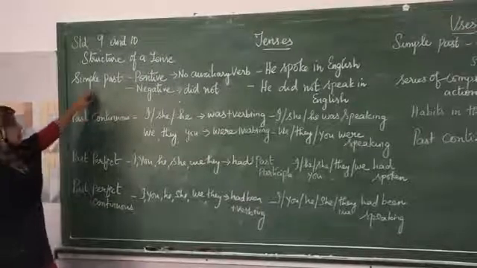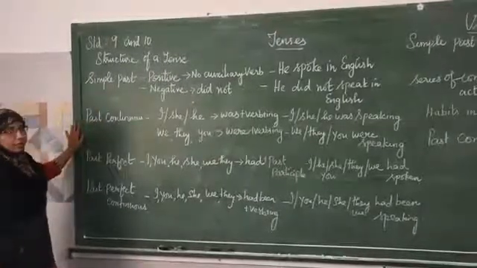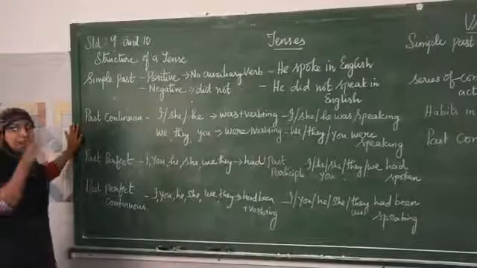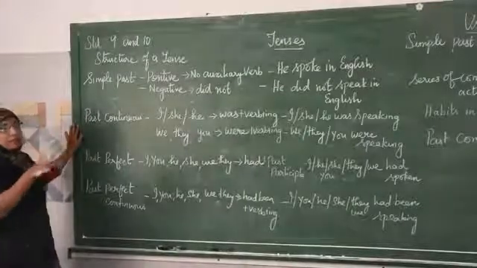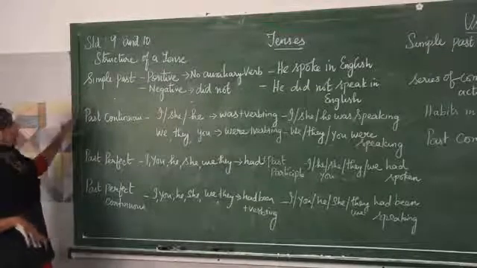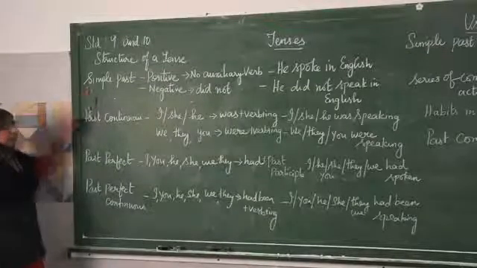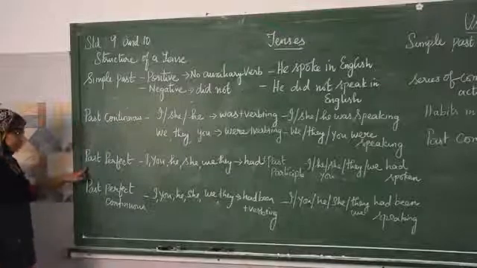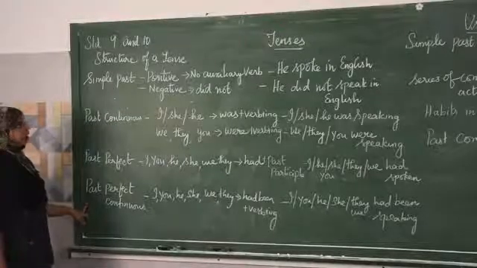If you take past tense, it is further divided into 4 types. What is the meaning of past tense? The action which tells about the past time is known as past tense. Clear? Now, if you take past tense, there are 4 types. First is simple past, past continuous, past perfect, past perfect continuous.